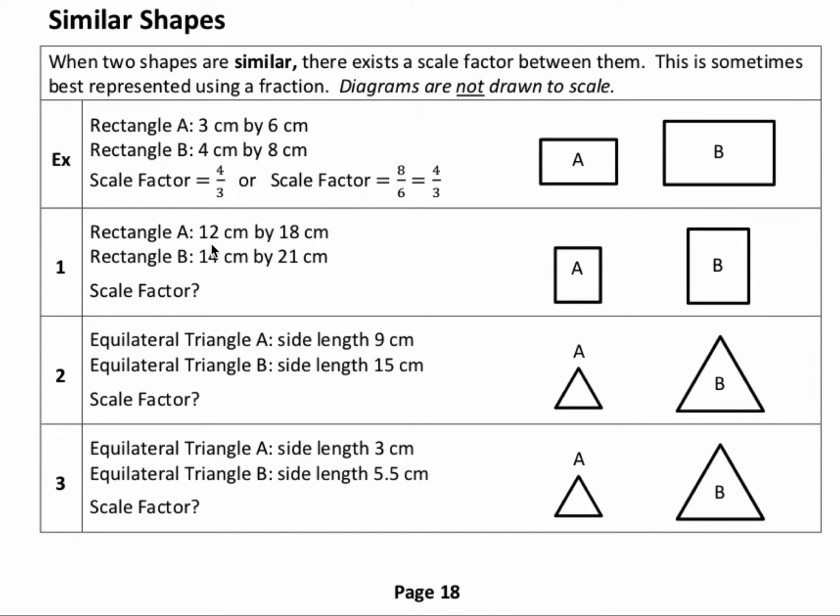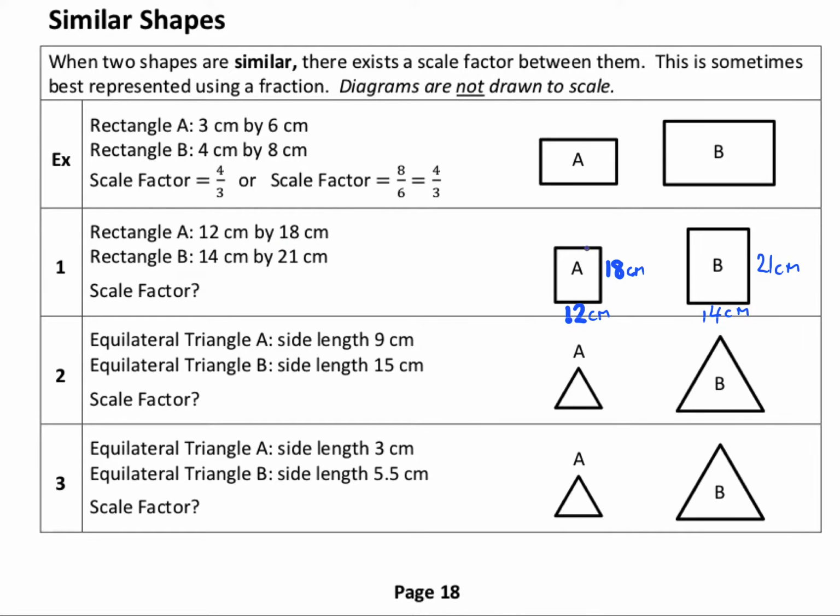Okay, so rectangle A is 12 by 18. Now, you don't really need the diagram, but I'm going to use it because it just helps me understand the problem. So 12 and 18, that length looks a bit longer to me, so I'm going to label it that way around. Okay, and rectangle B is 14 by 21. Okay, and it's important to do it in that order because these two are the corresponding lengths and these two are corresponding with each other.